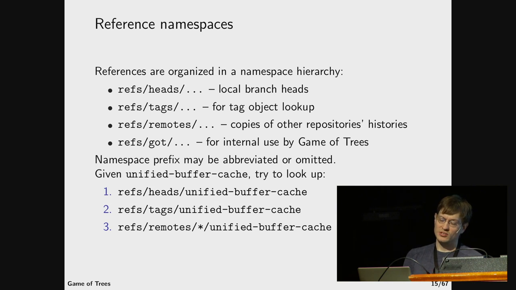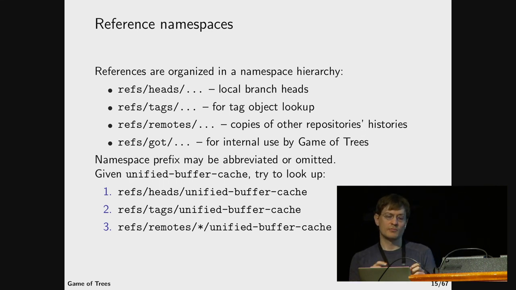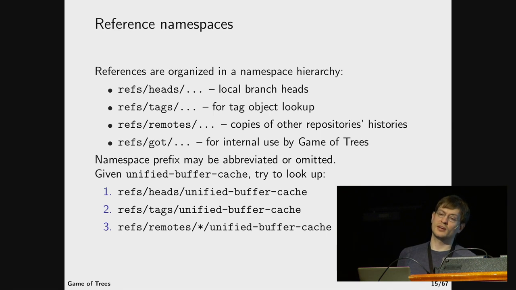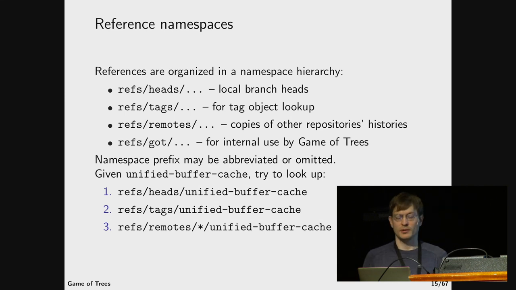Game of Trees internally uses references for a couple of things and stores those in the refs got namespace. When you use it on the command line, you don't have to type refs heads, refs tags, and so on all the time. You can just provide a name, and it will be looked up in the given order there. To disambiguate, you can just use the full name.